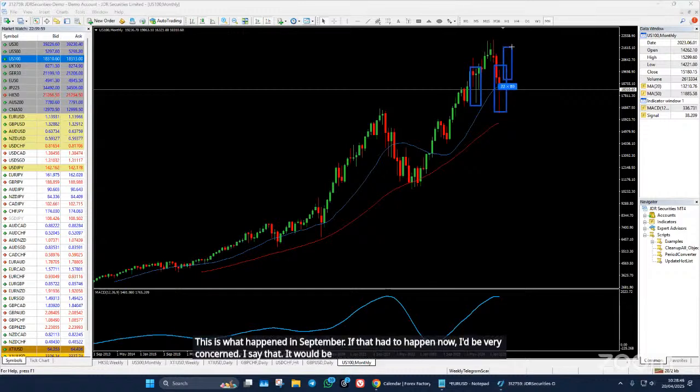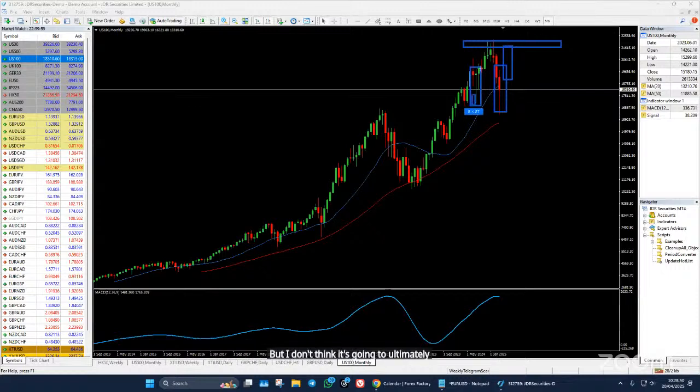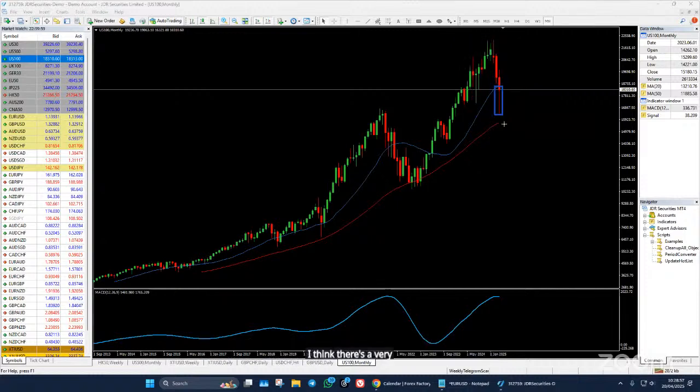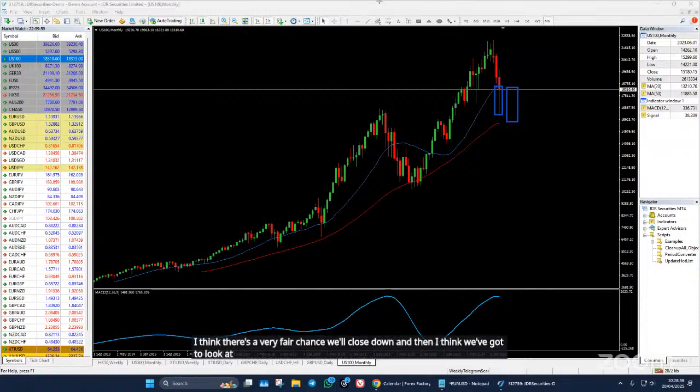It would mean the market's going to try to push higher, but I don't think it's going to ultimately pick back up. I don't think it can. After this, it only went up a little bit and then it crashed. So I would be very cautious of that. I think there's a very fair chance we'll close down, and then I think we've got to look at April. I think that's more likely.